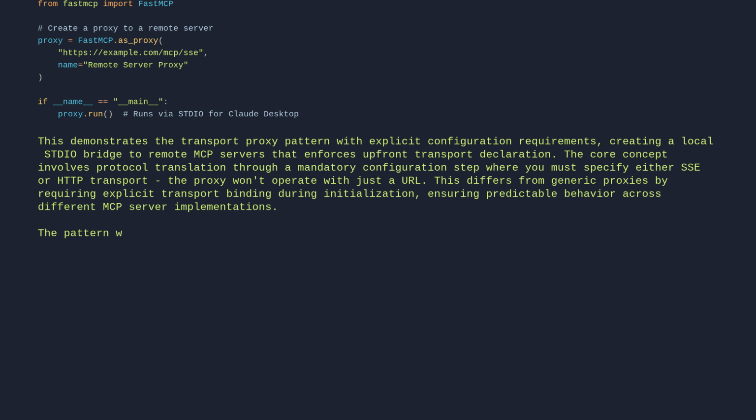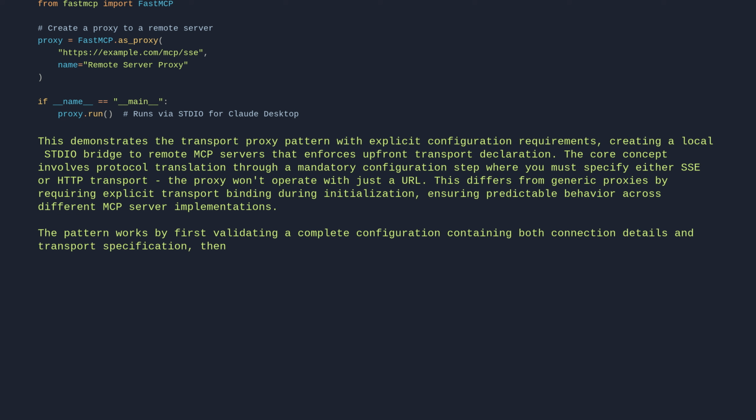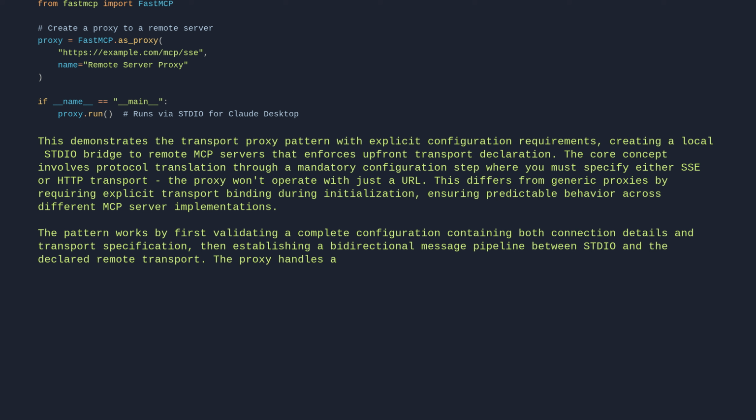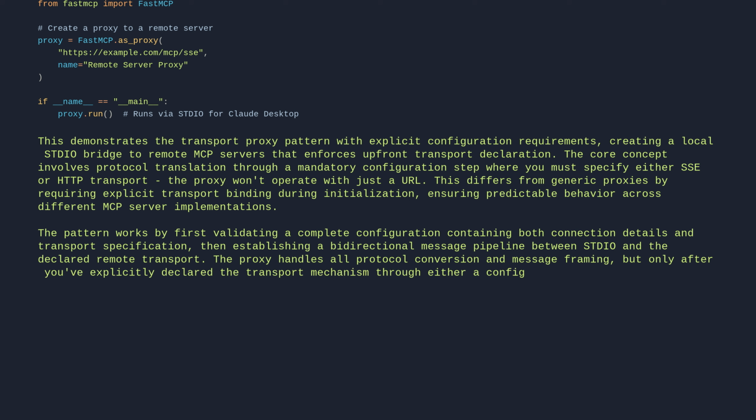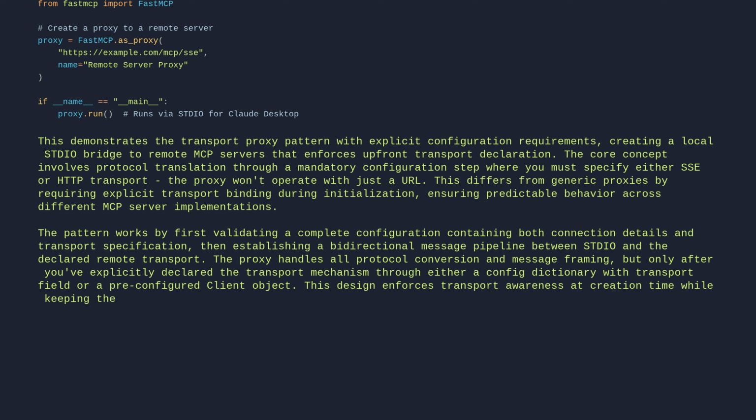The pattern works by first validating a complete configuration containing both connection details and transport specification, then establishing a bidirectional message pipeline between STDIO and the declared remote transport. The proxy handles all protocol conversion and message framing, but only after you've explicitly declared the transport mechanism through either a config dictionary with transport field or a pre-configured client object. This design enforces transport awareness at creation time while keeping the operational logic transport agnostic during runtime.